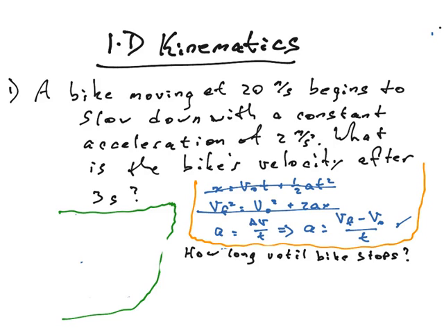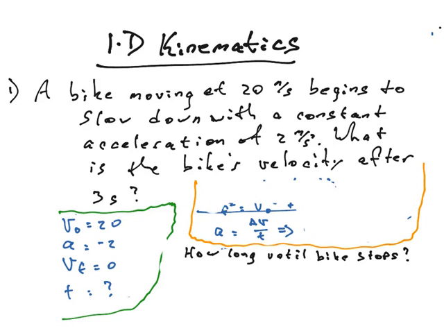So now what do I know? I start at 20, so V0 is still 20. I have an acceleration of slowing down, -2. Now I'm being told the bike is going to stop, so I know the final velocity is 0, and I want to know how long this takes. So now I have to review my equations again because I have different information now. So let me rewrite them really quick.